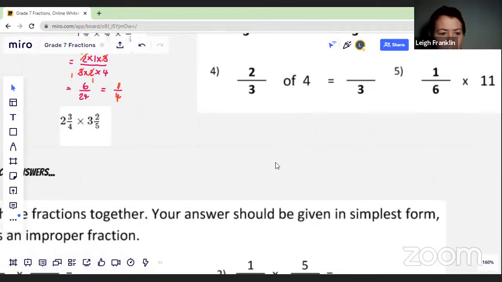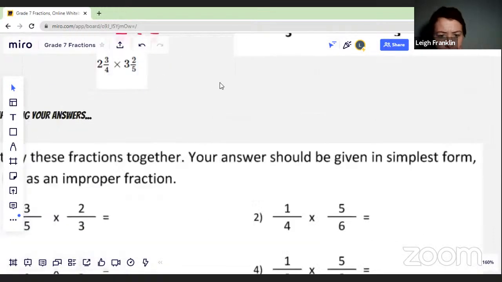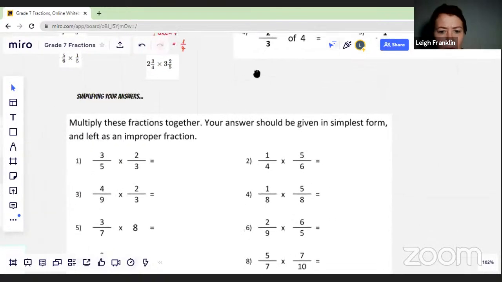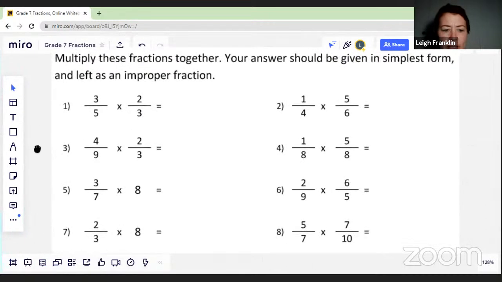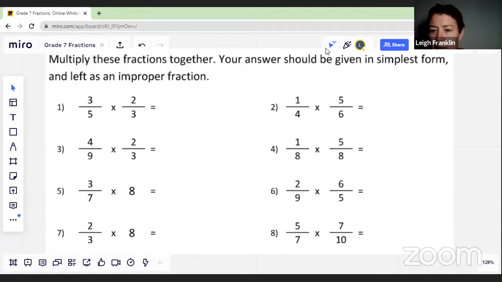Hang on a second. Yeah, here we go. That's what I want us to have a look at. Okay, so let's see how many you can do in 2 minutes. All right, so start at number 1 and work your way down towards number 8, and I'm going to time you guys.